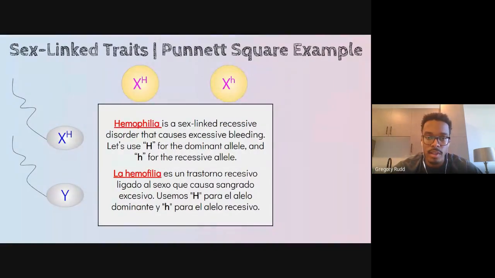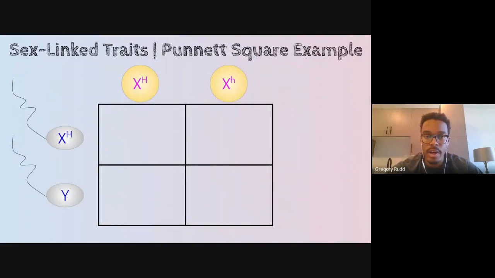So let's see what that looks like. We've got our Punnett square here. I do want you all to copy this down for me. It doesn't need to be too fancy. You just need to draw your box, and you need to draw your alleles on the outside of the box to represent the parent genotypes.